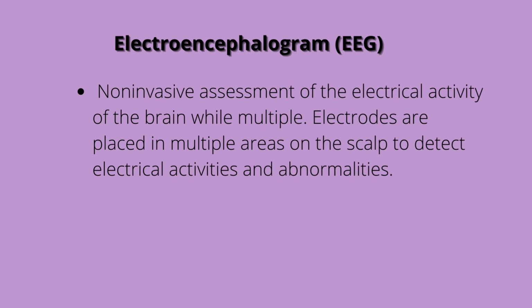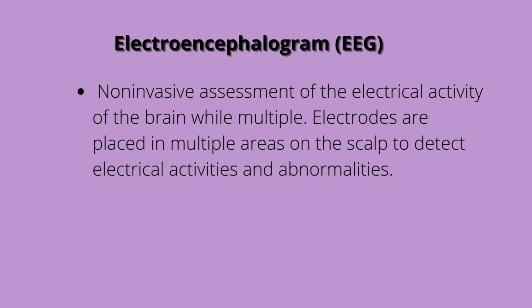The next procedure we're going to talk about is an EEG. So an EEG is a non-invasive assessment of electrical activities of the brain, where multiple electrodes are placed in multiple areas of the scalp to detect activity and abnormalities. This is normally done with seizure patients. They are put on it for 24 hours. It normally looks like electrodes, and then they put a mesh kind of thing to hold it on.